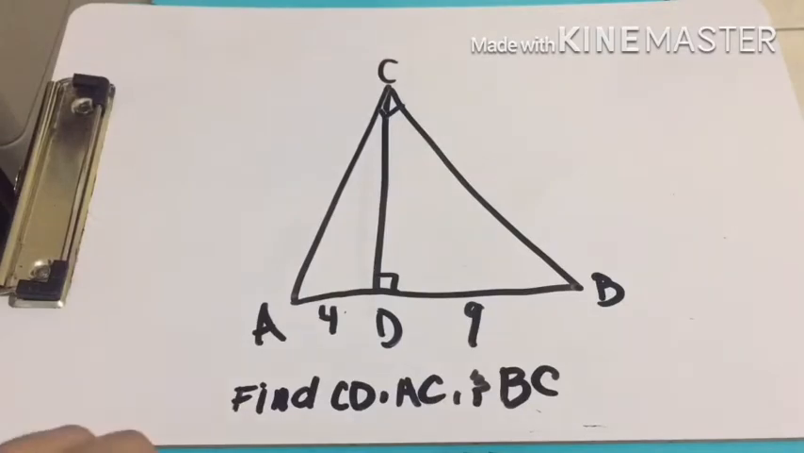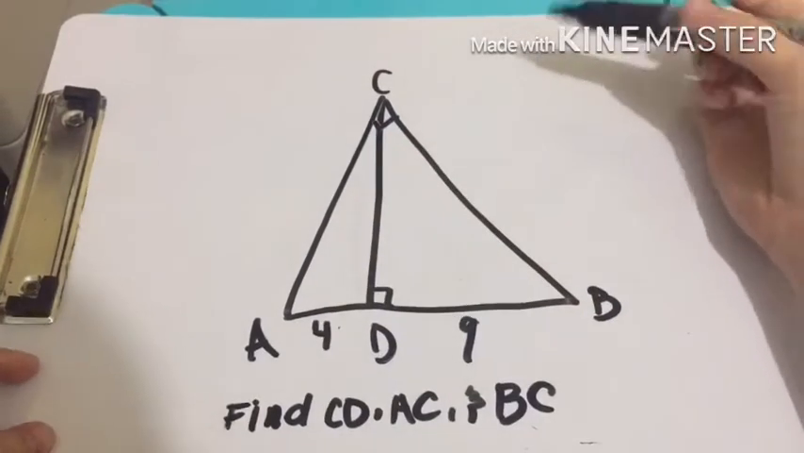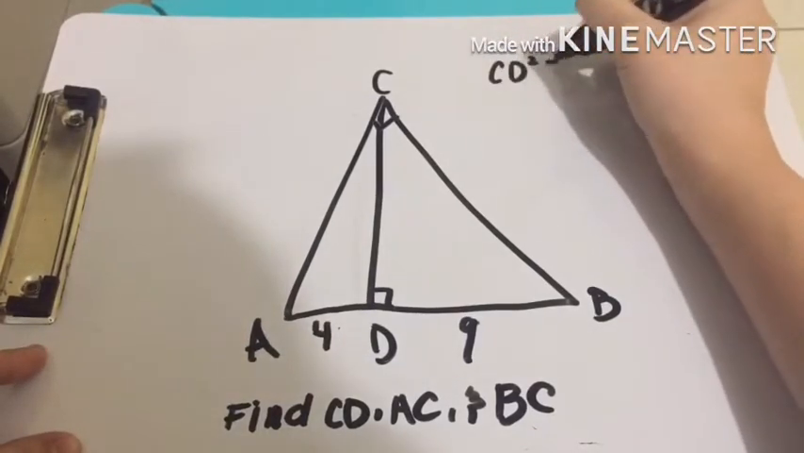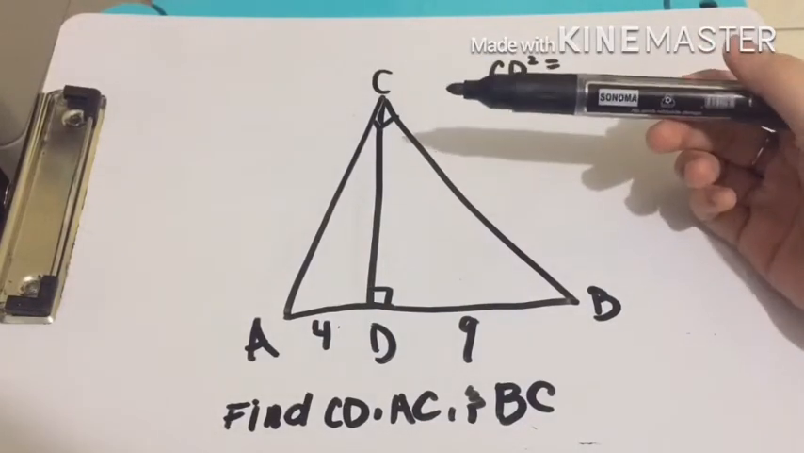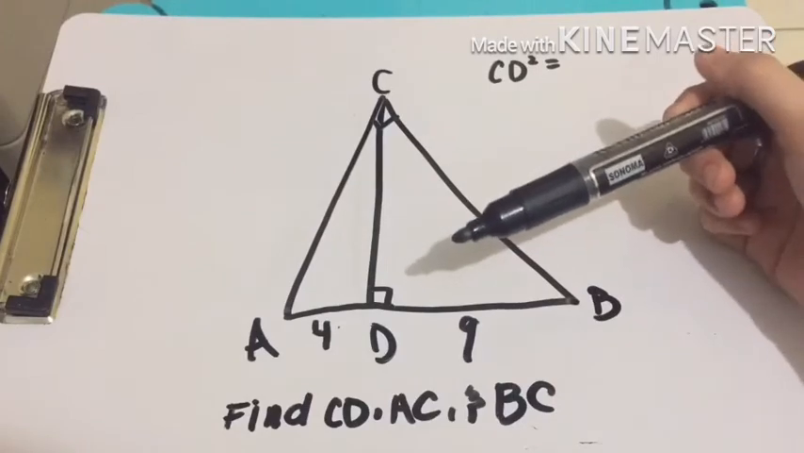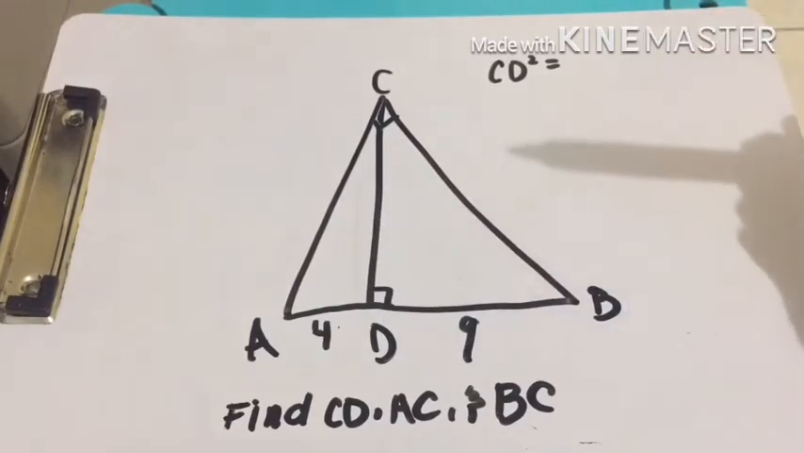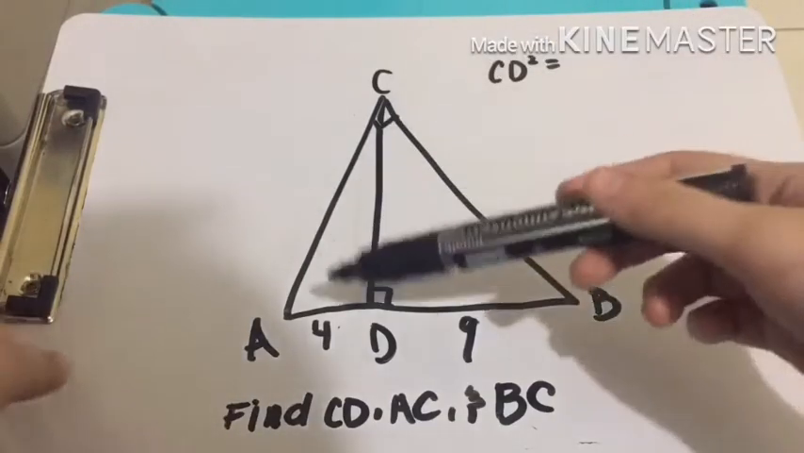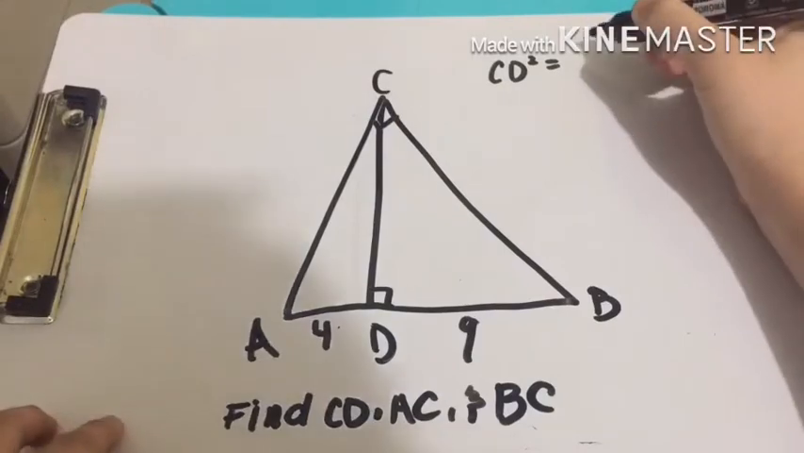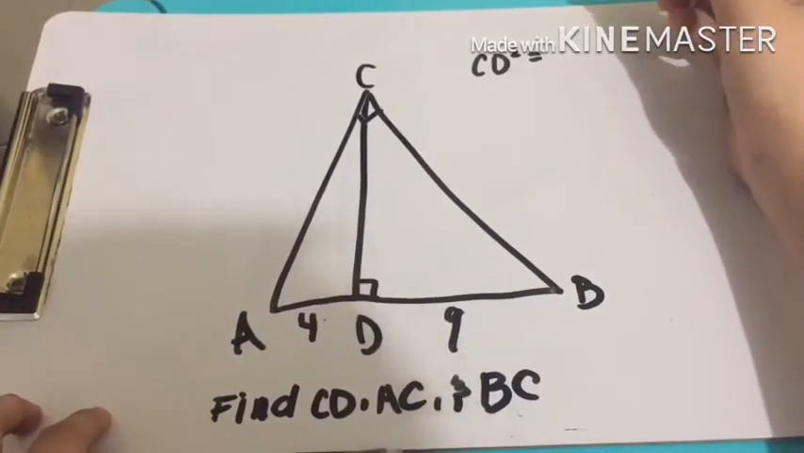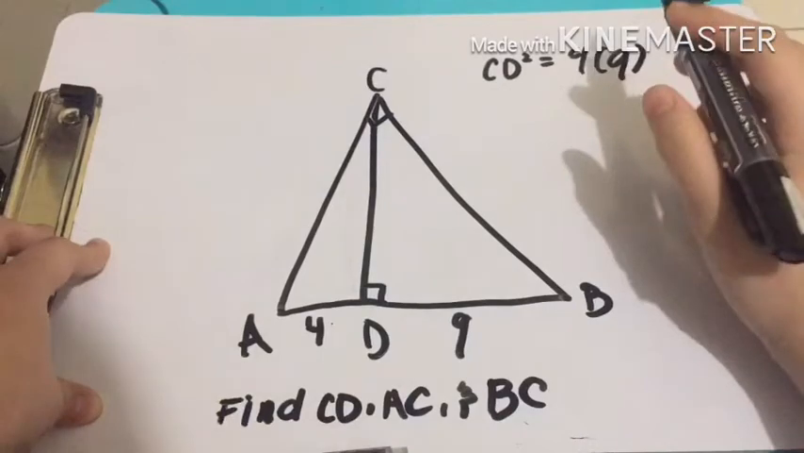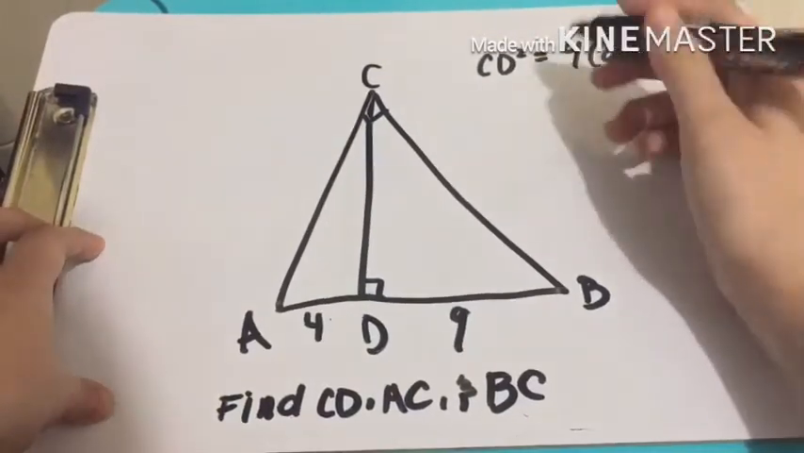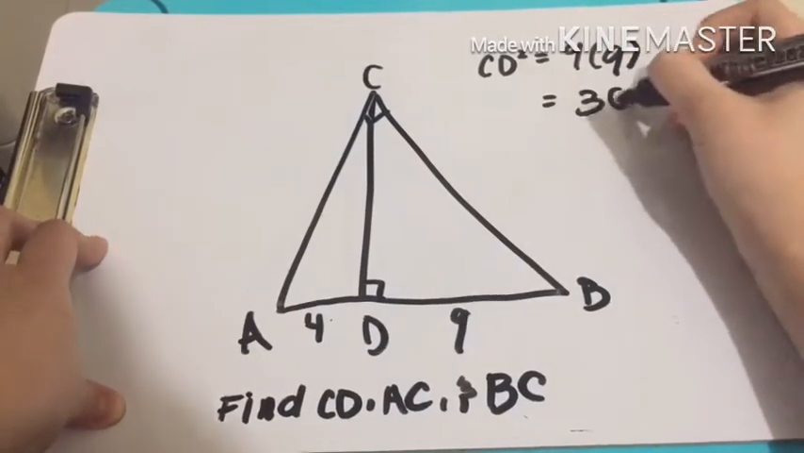Now let's start with finding CD. So let's write CD here. In finding CD, CD is the altitude to line AB that formed AD and BD. The values we have available here are 4 and 9, so we're going to use that. Recalling the Geometric Mean Theorem, since we're talking about means here, we will multiply 4 by 9. And when we multiply them, that equals 36.